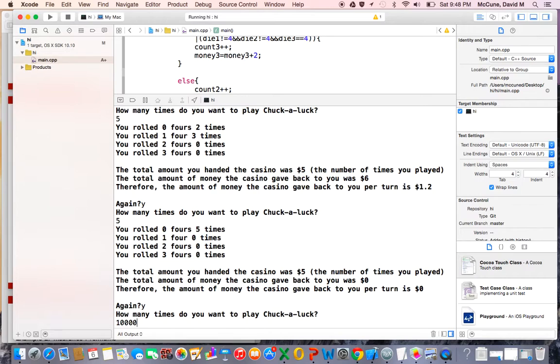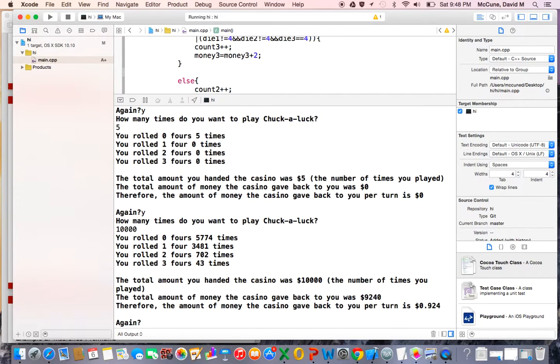Now I'm going to play Chuck-a-Luck 10,000 times. Okay, so I have a ton of time on my hands. I'm sitting at this table for weeks. I rolled 0-4s this many times. I'm not going to read these numbers to you, but here's the data.